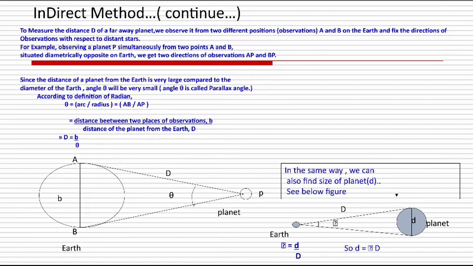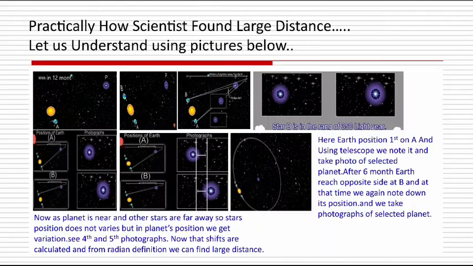Now let us see how the indirect method is practically applicable. If we look at this geometrical diagram, many questions arise in our mind. But let us see the practical method: how scientists actually found large distances. Let us understand using the pictures below, which are given by scientists.